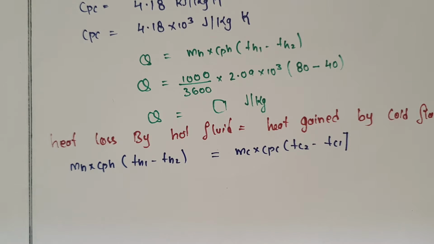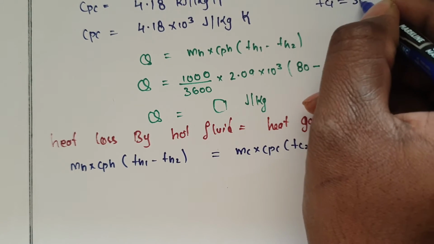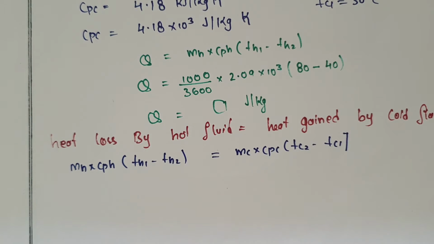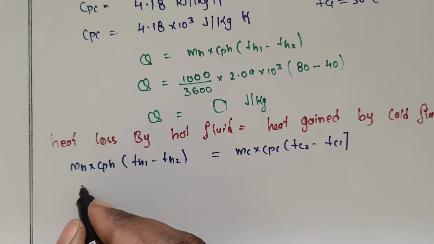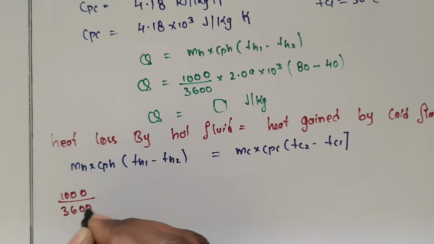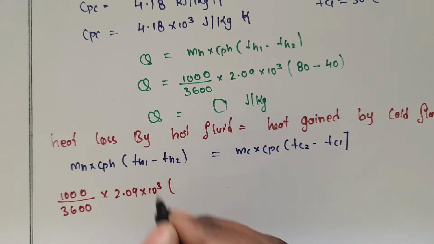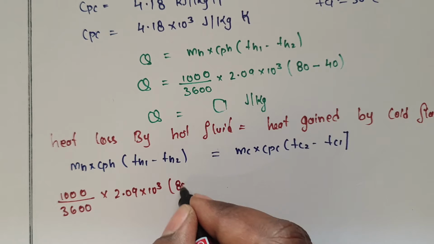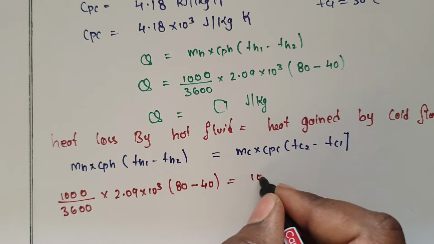And the TC1 value is also given. How much is given? TC1 value is equal to 30 degrees centigrade. In your question, the TC1 value is given. So in that you have to substitute the values. MH value is 1000 divided by 3600, and this value is 2.09 into 10 to the power of 3, and TH1 value is 80, and TH2 value is 40.